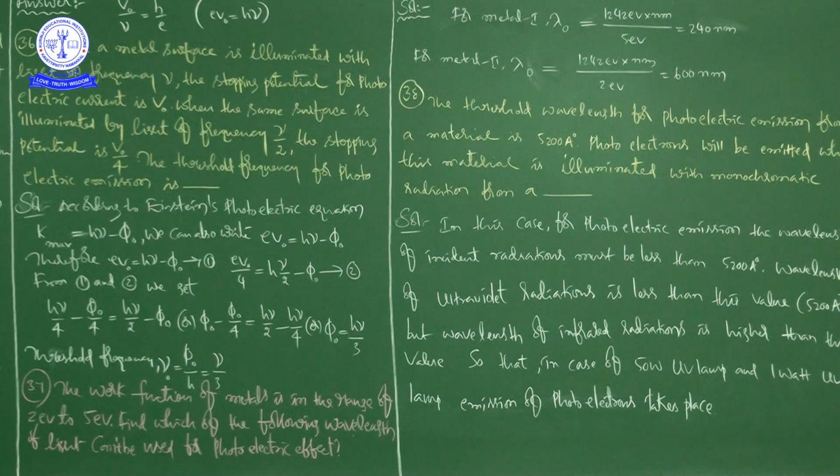Next, question 38, see here. Here he is asking, by giving one respective wavelength, 5200 angstrom unit, to find when photoelectrons will be emitted. You can say that in these two cases, the 50 watt ultraviolet lamp and the 1 watt ultraviolet lamp, the emission of photoelectrons will take place.